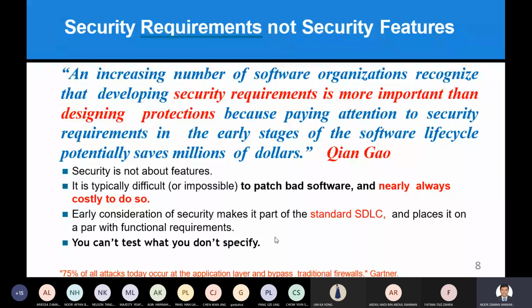So you can see from here, from the quoted text, they are saying that an increased number of software organizations recognize that developing security requirements is more important than designing protection. It's a very big statement. You see, this statement is in quotes. So it is not only a definition, but it is very important what it's saying. It's saying that security requirements are more important than designing the protection.